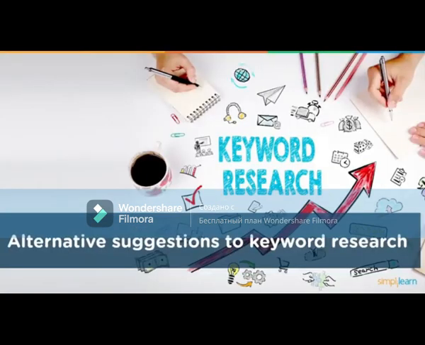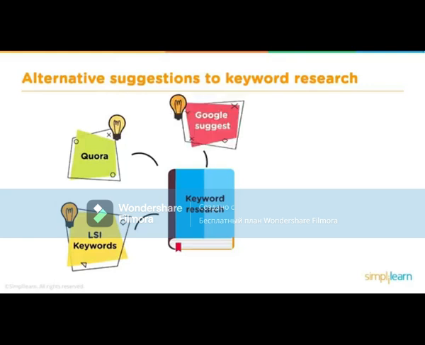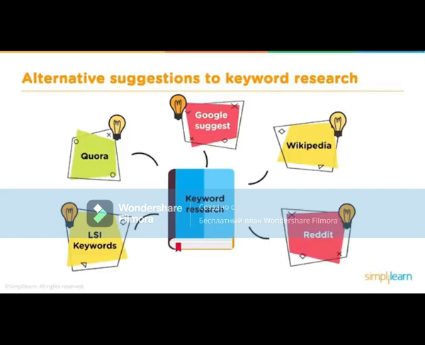Okay, let's look at some alternative suggestions for keyword research. For doing keyword research, we want to take into account LSI keywords. We could take into account other platforms that host a lot of content like Quora or Reddit. We can use Google suggestions in the keyword search bar. We can use popular platforms like Wikipedia, and we can use social media bookmarking like Reddit. So there are lots of suggestions that we can obtain from various sources.